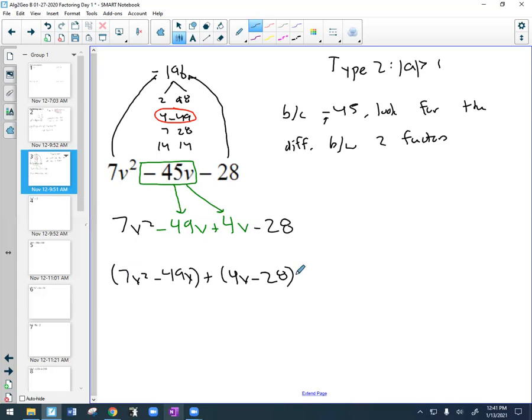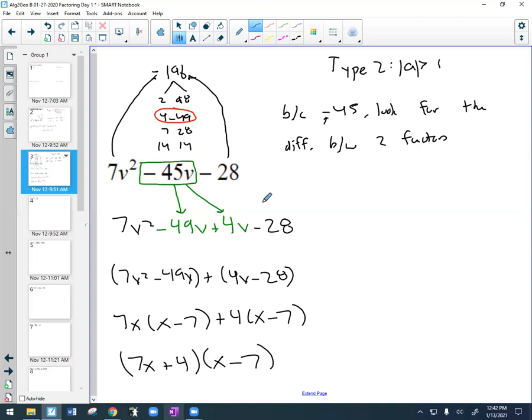And then I see what can I factor out of, and I see what's common to both of these terms. You get 7x times x minus 7. What's common to both of these? 4. And then the way to finish this is you take the two outside terms, the 7x and the 4, that goes in one parentheses, and then the thing that's repeated goes in the other parentheses, and this is now factored.